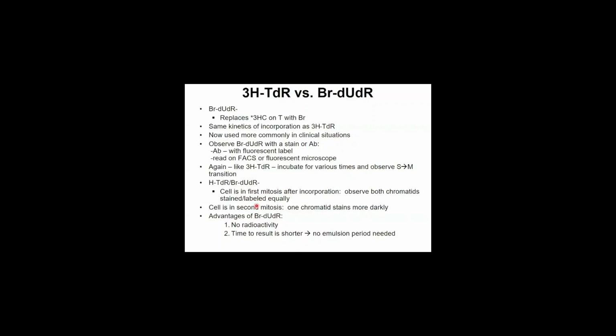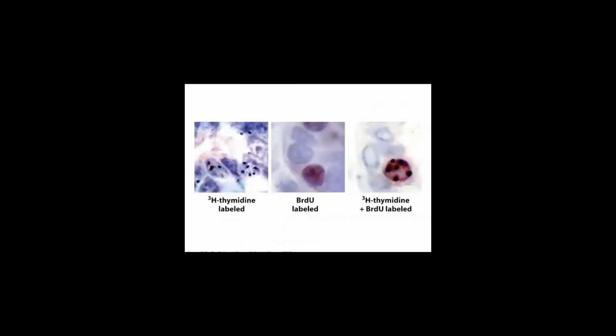They both measure cells in the first mitosis, and the advantages are it's no radioactivity, and the time to develop it is short. Remember I said for the tritiated thymidine method, you need about a week to a month to detect it. Here, you can just detect it with your fluorescein label right away.